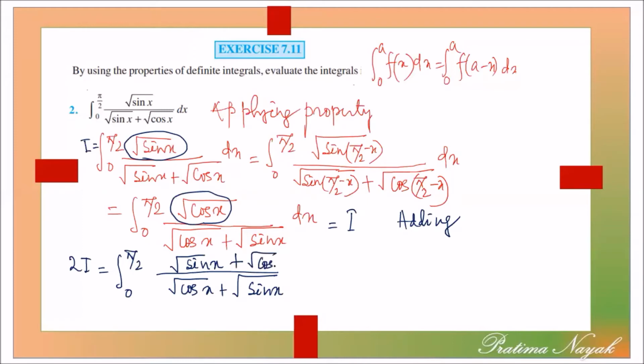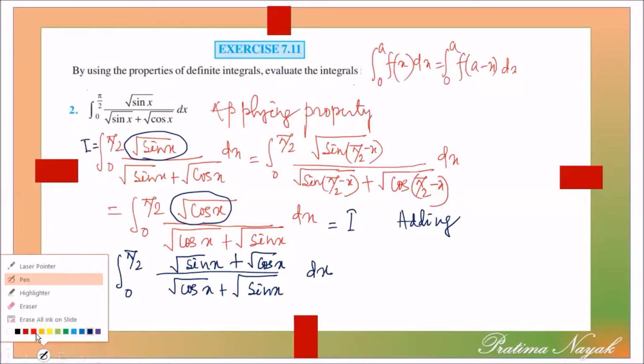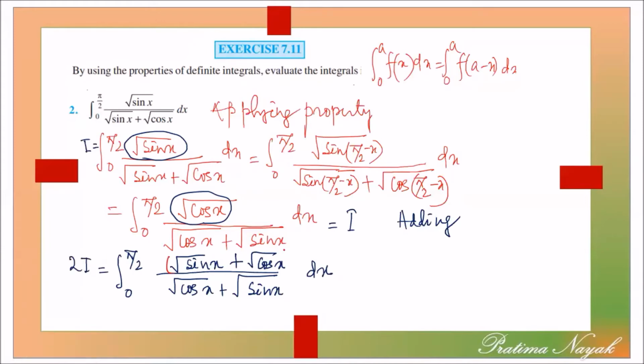Now you will find an interesting thing. What is it? Both the numerator and denominator are equal. Both the numerator and denominator are same. So I'll cancel them. So how much I'll get? I'll get 0 to pi by 2 dx. What is integration of dx? X. What is the limit? 0 to pi by 2. So are you getting the same result?